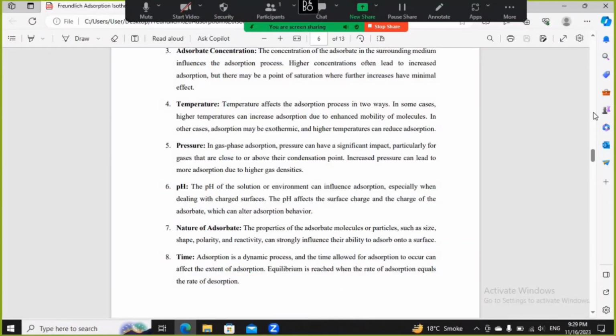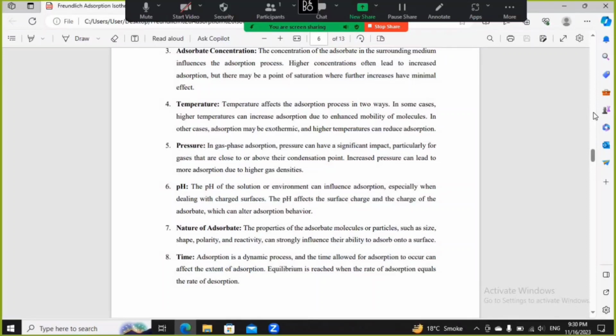Temperature affects the adsorption process in two ways. In some cases, high temperature can increase adsorption due to enhanced mobility of molecules, while in other cases, adsorption may be exothermic and high temperature can reduce adsorption. The other factor that affects adsorption is pressure. Increased pressure can lead to more adsorption due to high gas densities, and a decrease in pressure leads to desorption.